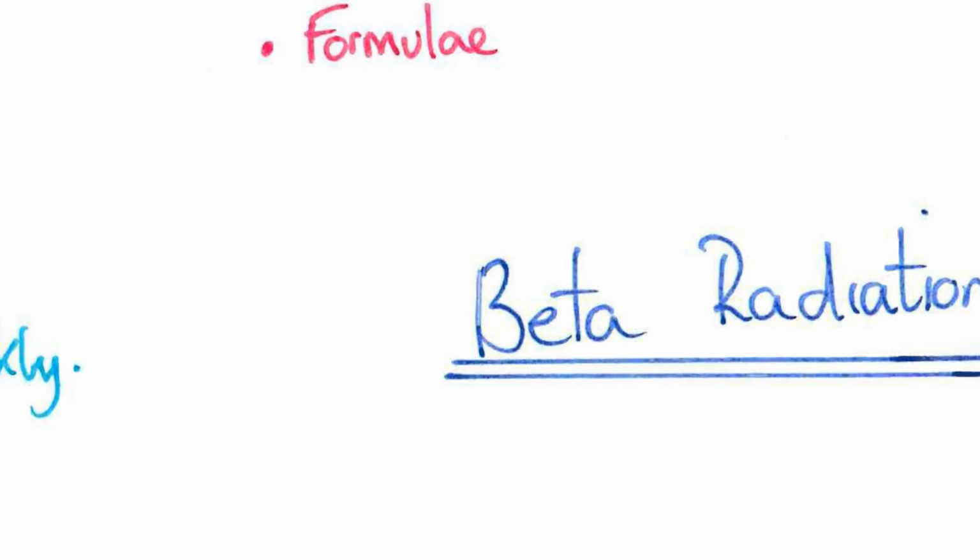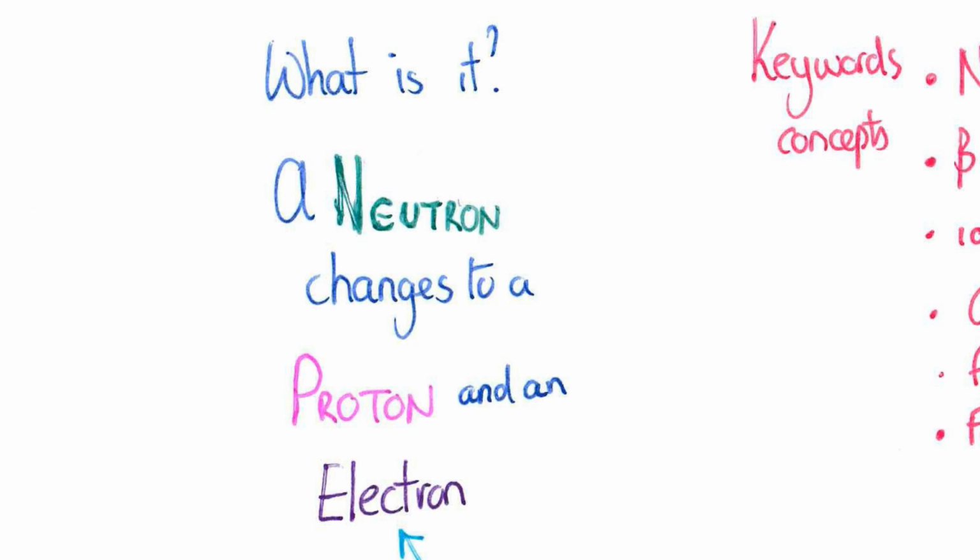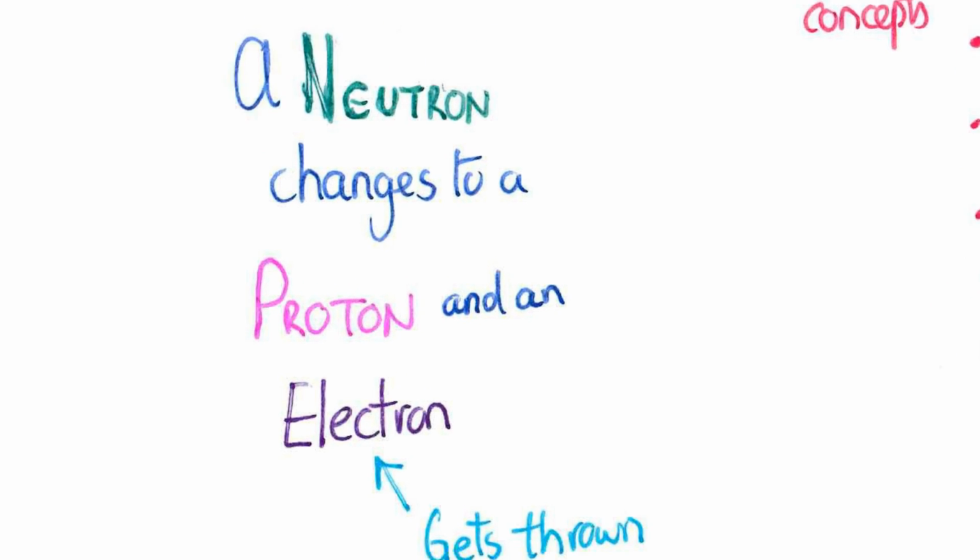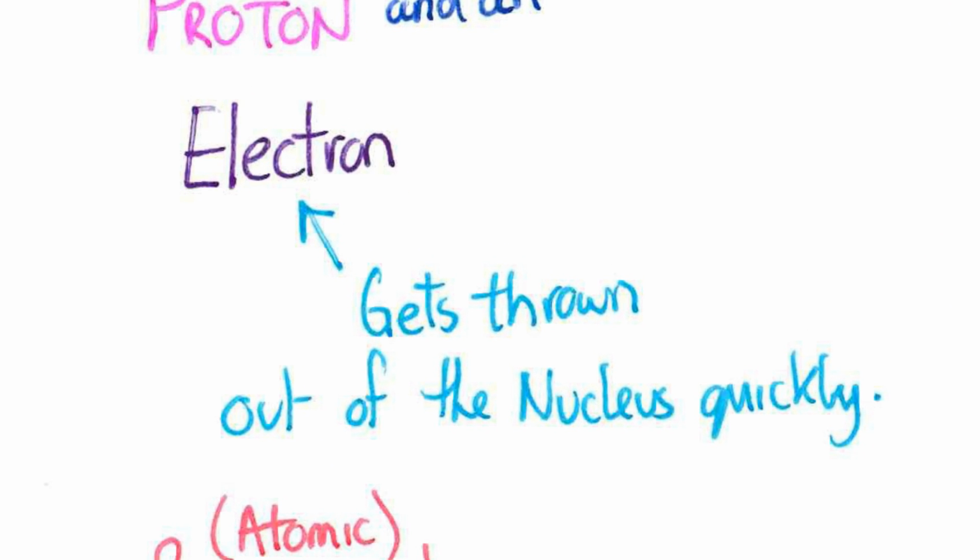Right, beta radiation. What is beta radiation? Well, essentially, if you've got an atom that is overweight, that is unstable because it's got too many neutrons, one of those neutrons will change into a proton and an electron. And it is the electron that gets thrown out of the nucleus quickly, because you can't have electrons in the nucleus. It gets thrown out very quickly. The electron escapes the atom, and it's the electron that is the beta particle.